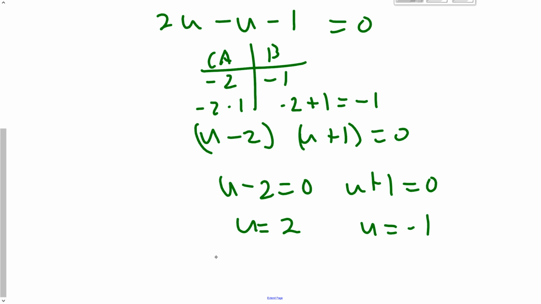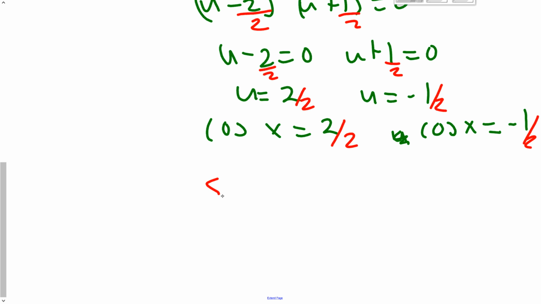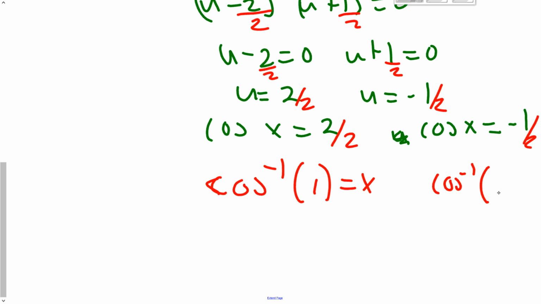Now I can substitute u back in, which is cosine x. So where's cosine x equal to 2? And where's cosine x equal to -1? But you need to make sure that you always divide by your a. Because I have an a here, I need to divide these by 2. So this is really divided by 2. So actually I'm looking for cosine of what angle is 1, and cosine of what angle is -1/2.